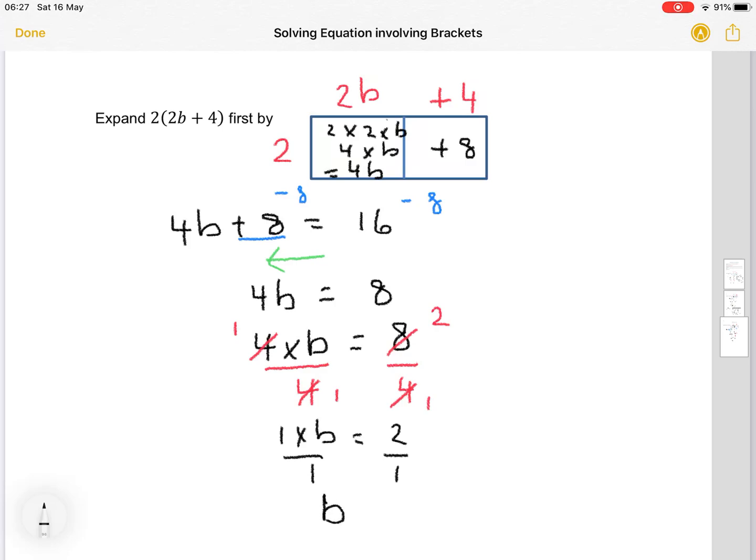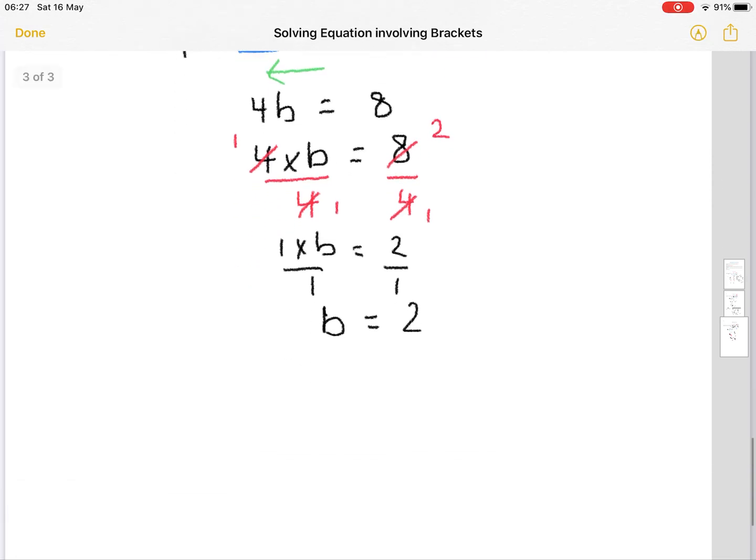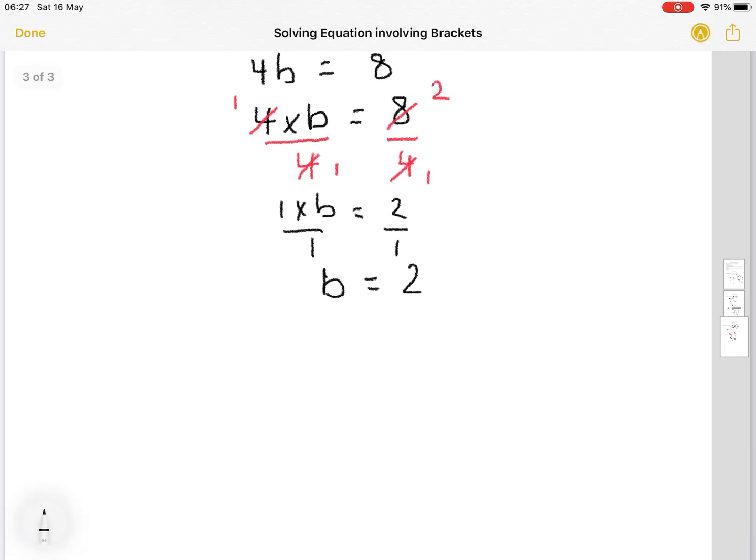That means 1 times b is b. b all over 1 means b. 2 divided by 1 is 2. So that is my answer. But I need to check my answer.